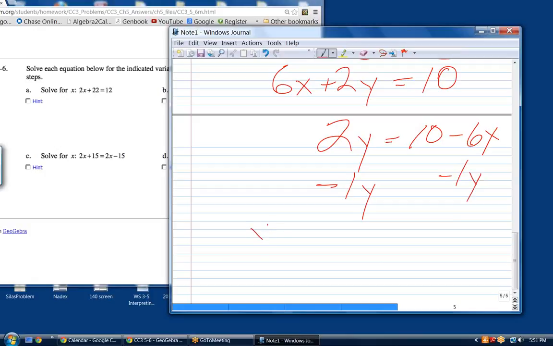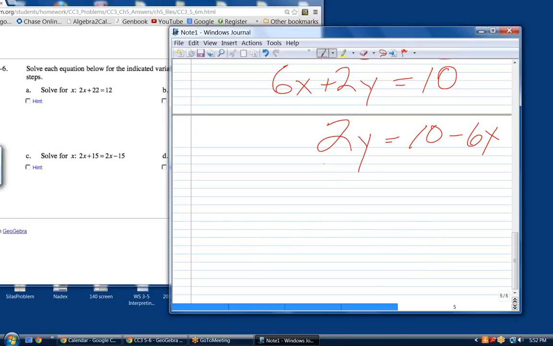Well, what does that leave? That leaves y equals 10 minus 6x minus y. When they ask us to solve for y, this is not a solution. Because we haven't solved for y in terms of numbers and x's. We've solved for y in terms of numbers, x's, and more y's. So whenever they tell you to solve an equation for y, you want to make sure that there are no y's on the other side in your answer. So I don't want to subtract 1y.